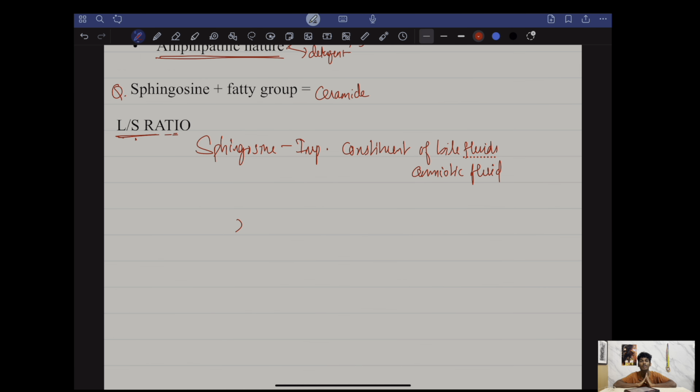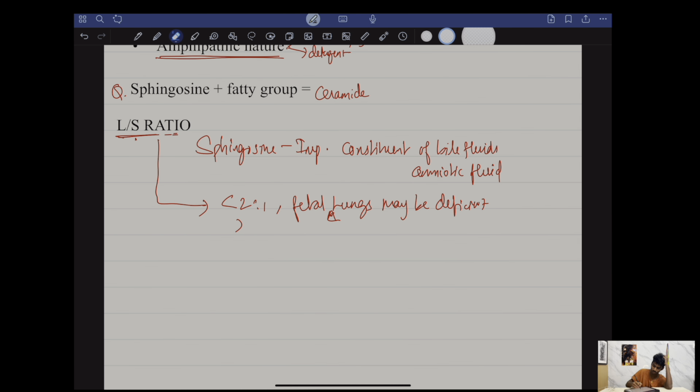If the lecithin sphingomyelin ratio is less than 2:1, then we can say that the fetal lungs may be deficient. Fetal lung surfactant may be deficient. I didn't mention the word surfactant here. If the surfactant is deficient, what will happen to the lung? The lung will collapse. Okay, is it clear? Yes.